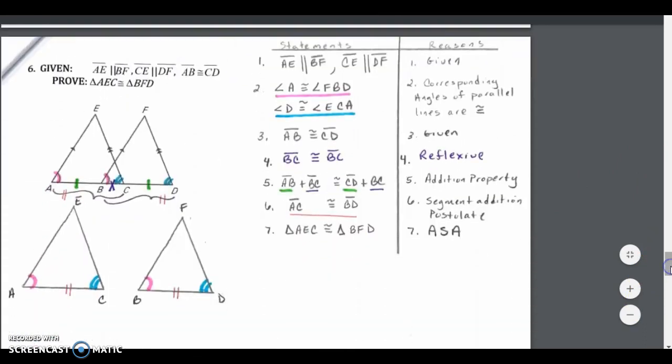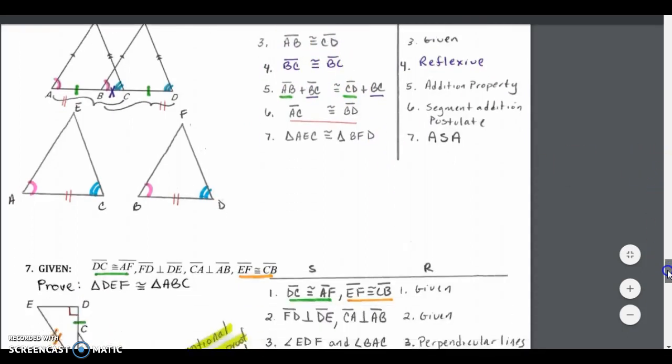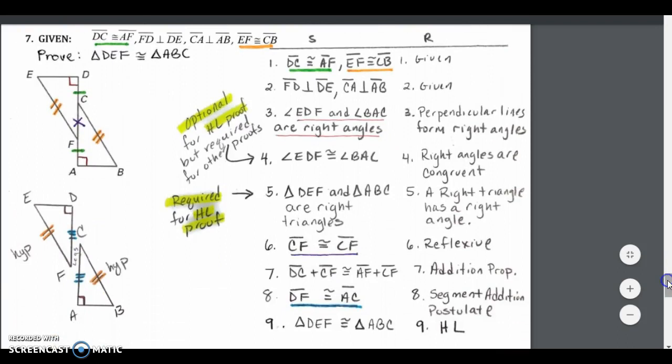Here's proof number 6. Segment addition postulate again. Remember what we were doing is taking two like quantities and adding them together. So this green plus this blue is equal to, or congruent to, this green plus this blue because we were given that they were congruent to each other before. So left plus left should be equal to right plus right. Please remember the segment addition postulate as it will be important.